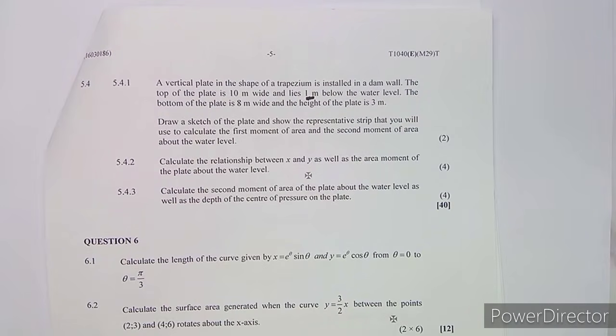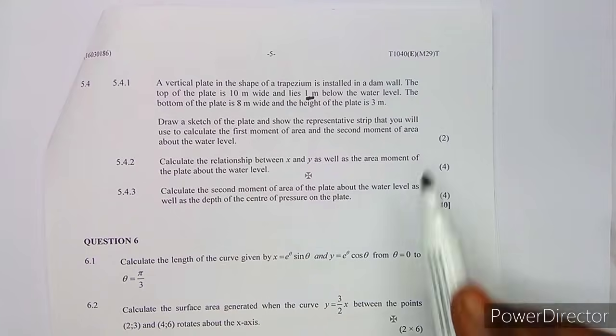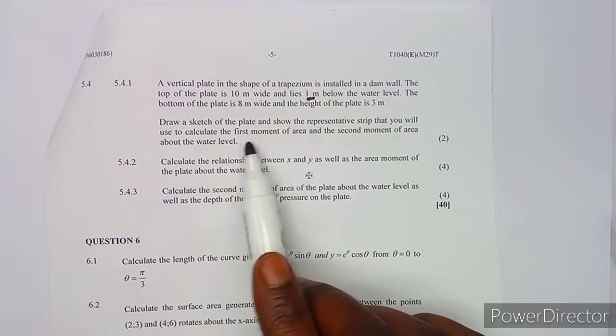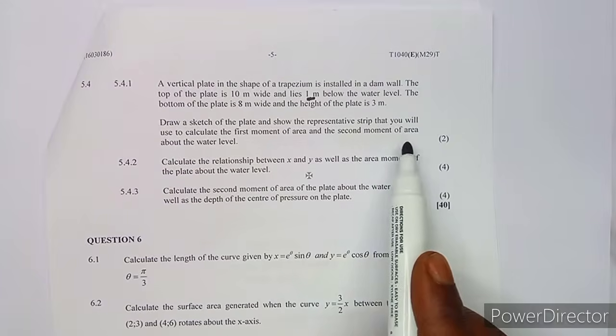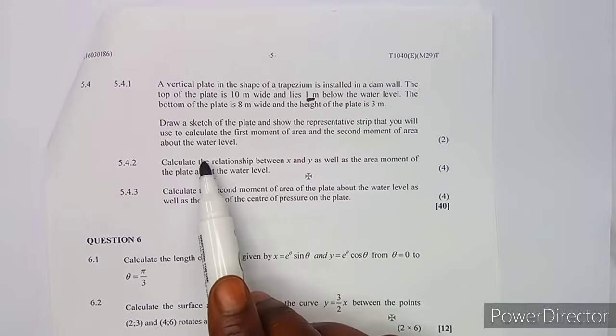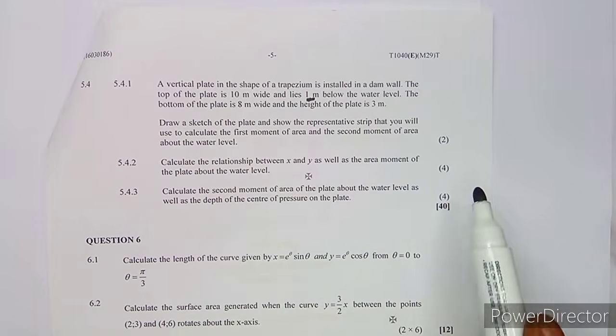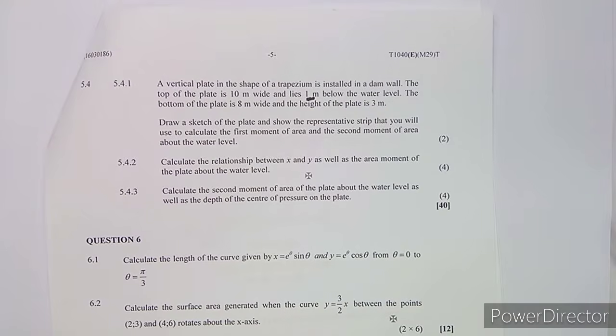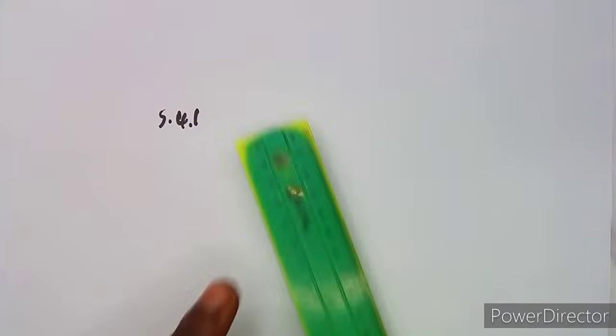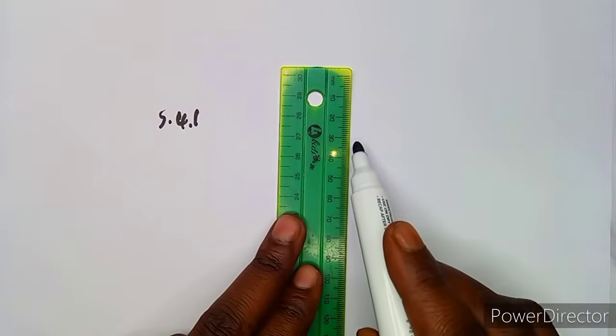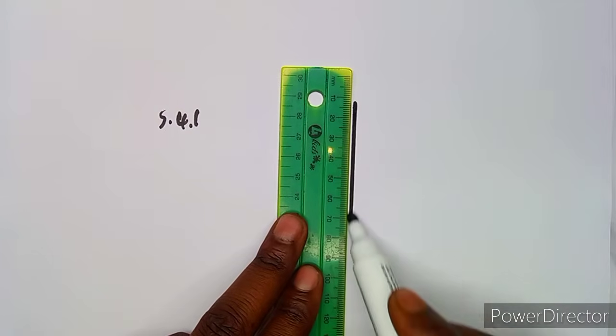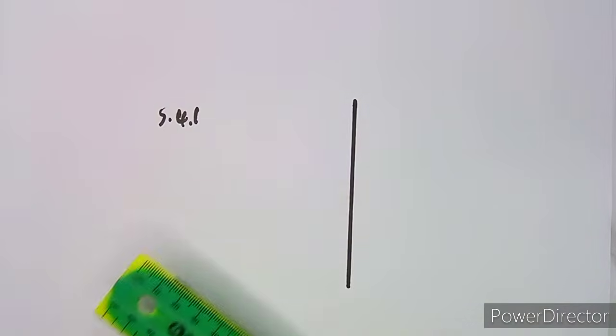Draw a sketch of the plate and show the representative strip that you will use to calculate the first moment of area and the second moment of area about the water level. All right, so let's see what you're going to have there. This is 5.1. We know that we need at least to show x and y. X is there because that is where we are going to have our strip.